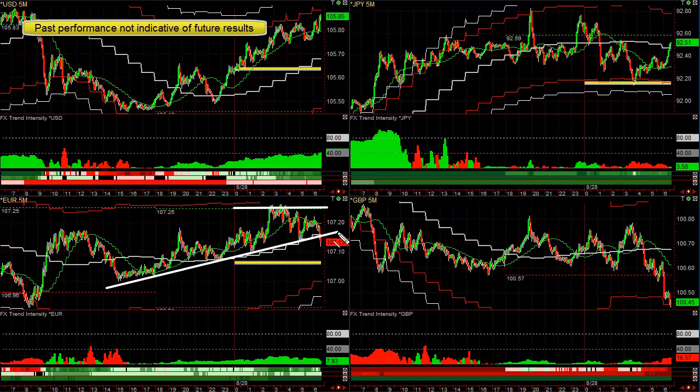And you can also see when trend lines are getting broken at 640 or 635 right here. The dollar's trending up. It's not above our upper white band, which is way up here, so it has some more room to go. The yen's also trending up.